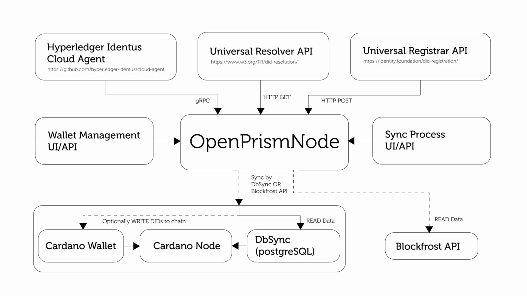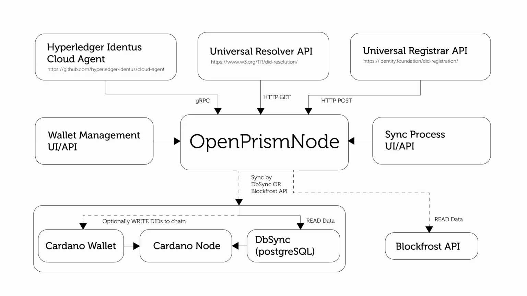It offers a simple setup using a single Docker Compose command and can be either used together with dbsync or the BlockFrost API to read data from chain. It offers a UI to control the sync process, a statistics API, and a tenant-based wallet management system to control the payment of the Prism on-chain metadata transactions.